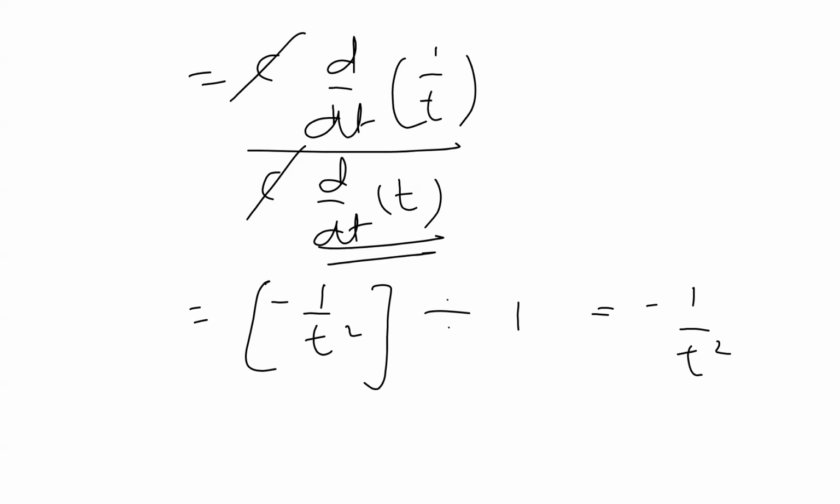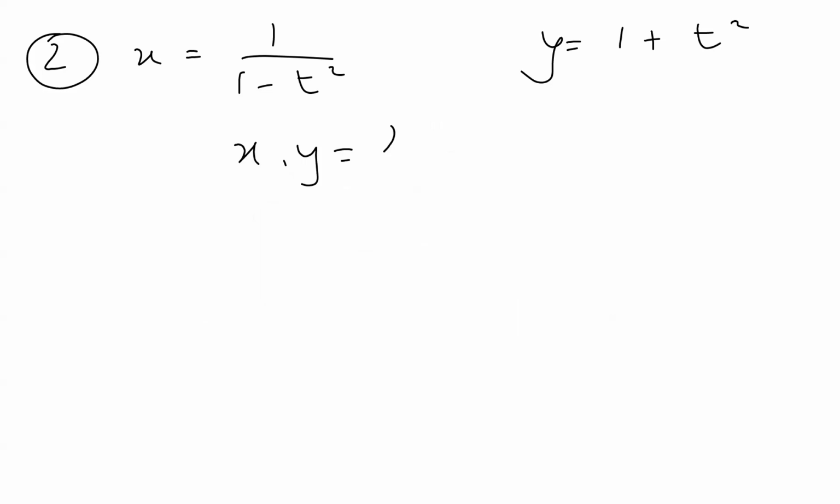Question number 2. x is equal to 1 upon 1 minus t square. y is equal to 1 plus t square. x and y are functions of t. t becomes the parameter. The main variable is t over here. Dy by dx, they are asking. y is not a function of x, but y and x both are individually functions of t.